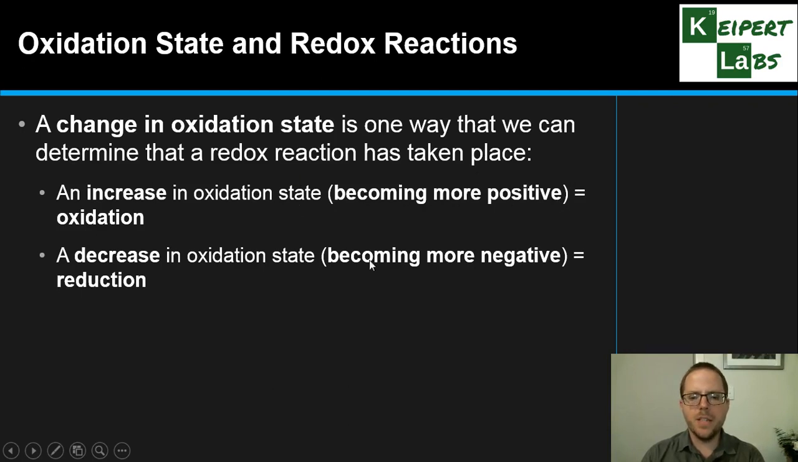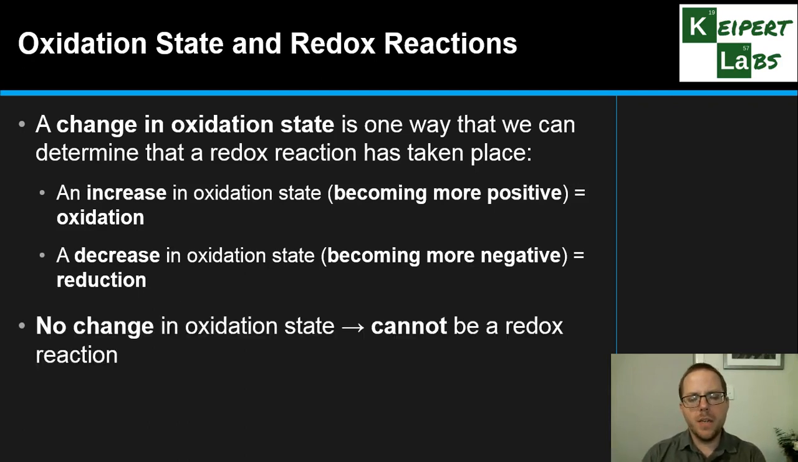Okay, so these statements in brackets here are important because they can clear up something that might not be immediately obvious. If it has decreased or become more negative in its oxidation state, it has been reduced. Because we've either taken away negative electrons or we've added more negative electrons, which changes our oxidation state. And likewise, if there has been no change in oxidation state, then it cannot be a redox reaction in any way. Okay, so that's important.